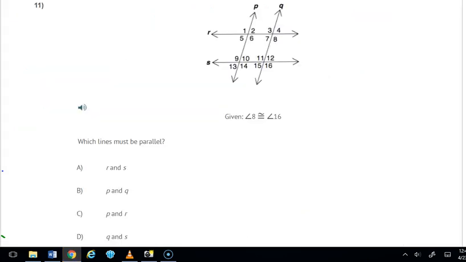So number 11 says, given that angle 8 and angle 16 are congruent, what lines are going to be parallel because 8 and 16 are congruent? Well, there's only two lines that could be parallel that they cross, and that would be R and S. Because those angles don't even touch line P, so it couldn't be P and Q.